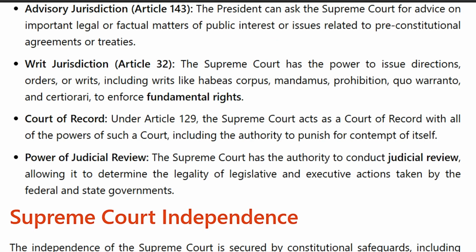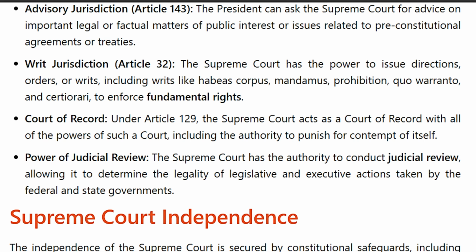Advisory jurisdiction, Article 143. The President can ask the Supreme Court for advice on important legal or factual matters of public interest or issues related to pre-constitutional agreements or treaties. Writ jurisdiction, Article 32. The Supreme Court has the power to issue directions, orders, or writs, including writs like habeas corpus, mandamus, prohibition, quo warranto, and certiorari, to enforce fundamental rights.